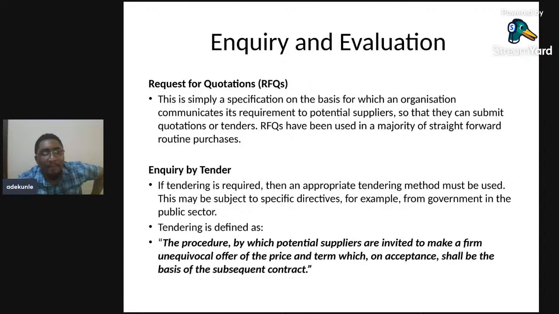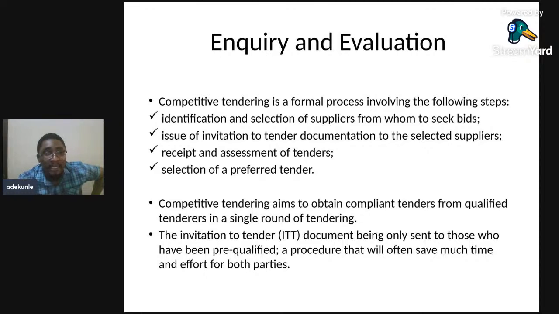So, competitive tendering is a formal process involving the following steps: one, identification and selection of suppliers from whom to seek bids; two, issue of invitation to tender documentation to selected suppliers; three, receipt and assessment of tenders; and then, of course, selection of the preferred tender. So this is the formal process involved in competitive tendering. Competitive tendering aims to obtain compliant tenders from qualified tenderers in a single round of tendering.